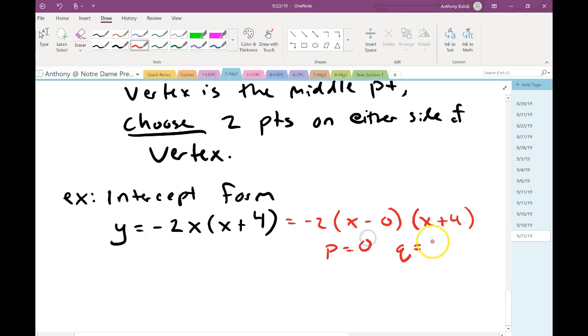P is 0 and Q is -4. So again, the general form for intercept form is A times x minus P times x minus Q. And remember, the P and Q are kind of the opposite signs of what they appear in our function.